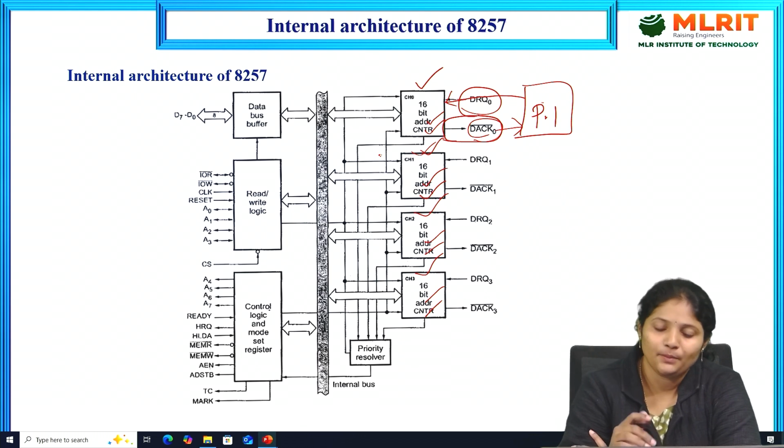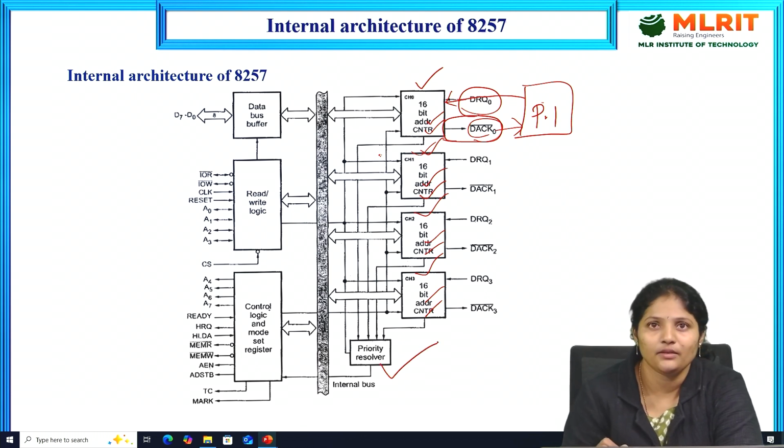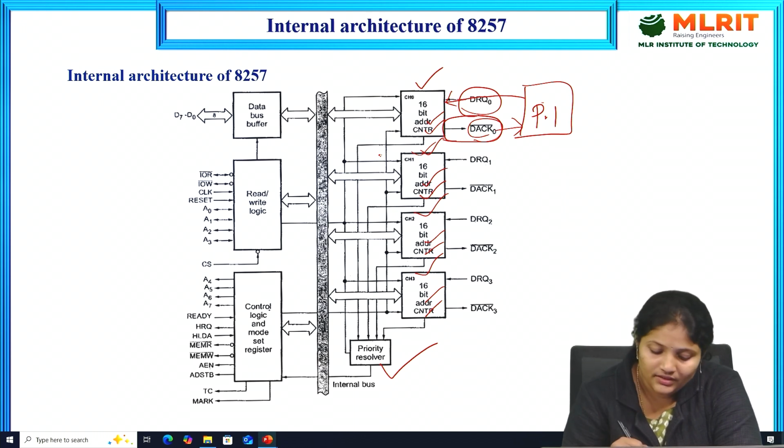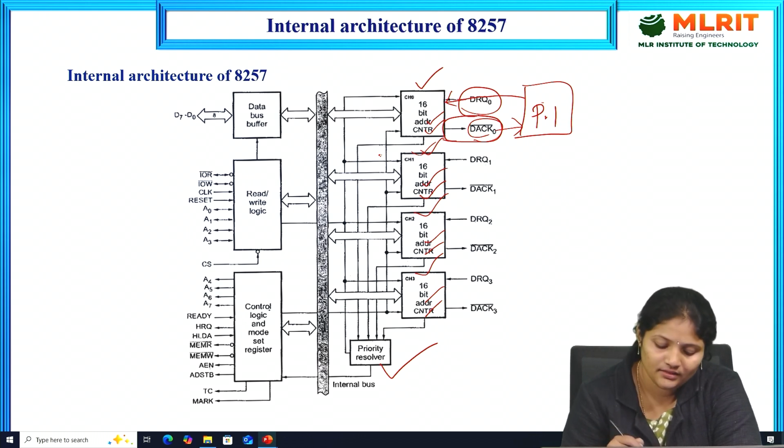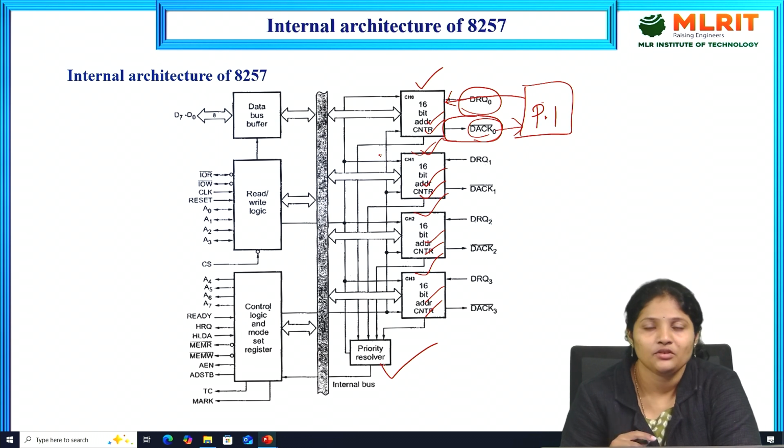It totally depends upon the priority resolver. In most cases, channel 0 will have the highest priority. So this priority resolver will solve the problem: which channel requested first, or which channel needs to get urgent information, the priority resolver will resolve this issue.